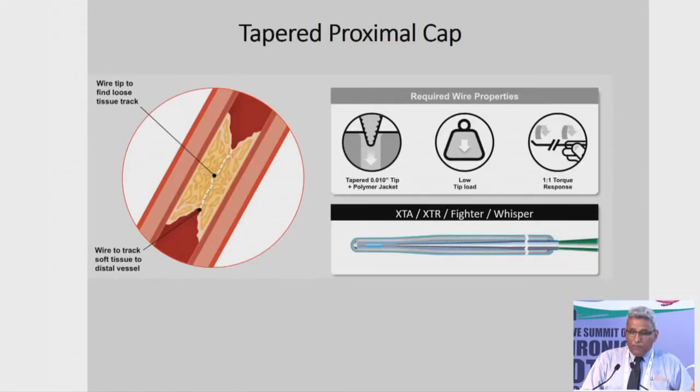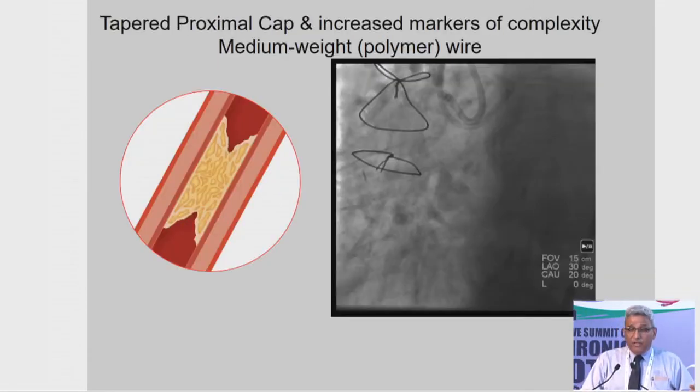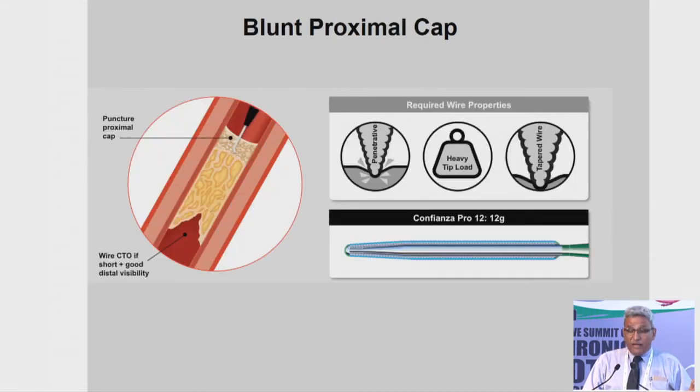If you have a tapered proximal cap, we would start with an XTR, the initial soft polymeric wire, and as the complexity increases, we can use a medium weight polymer wire, or we can move to even a Gaia Second. If it is a blunt tip, if you can see the distal cap, if you can see the distal vessel very well, and if it's a short segment, you can use a Conquest. Otherwise, a Gaia Second is a good wire to start with.